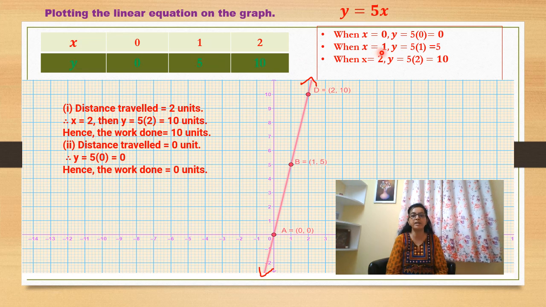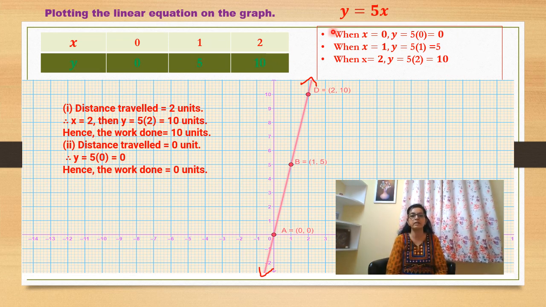For that I have replaced x with 1. So I get y is equal to 5 into 1, that is 5. And the third one, I have replaced x with 2, so I get 5 into 2, y is equal to 10. You have to show these 3 steps in your answer.